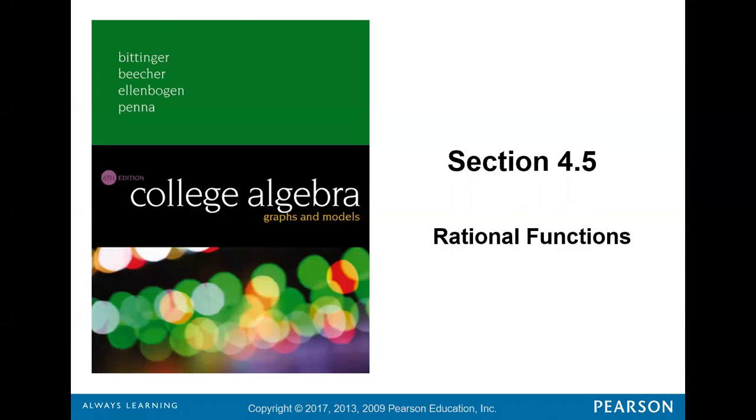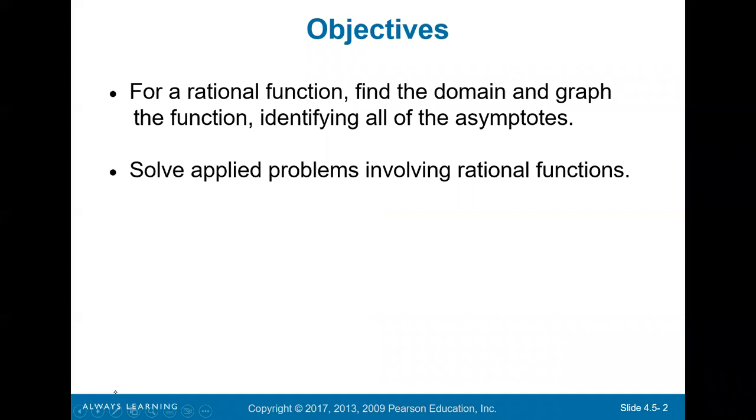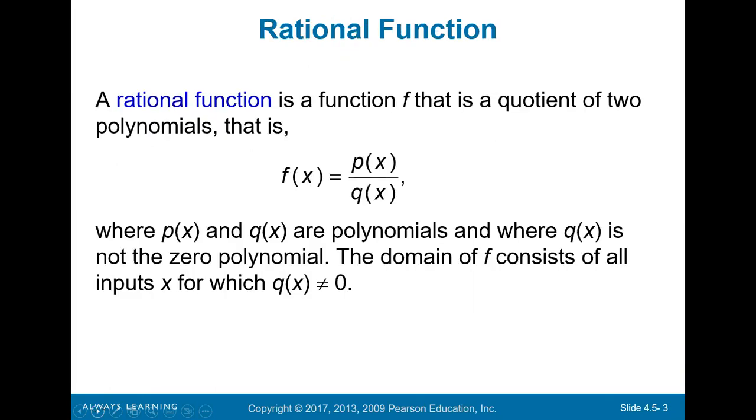4.5 Rational functions. The objectives here for a rational function: find the domain and the graph of the function, identify all the asymptotes, and solve applied problems involving rational functions.